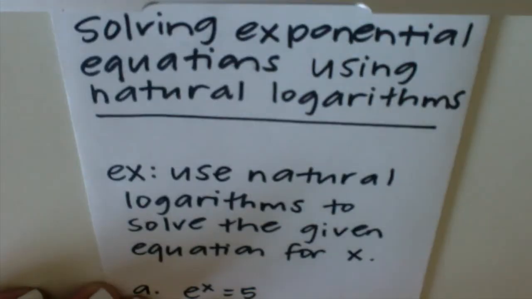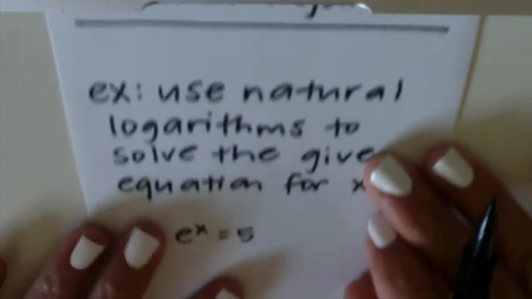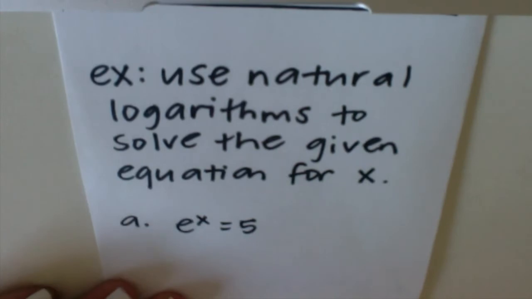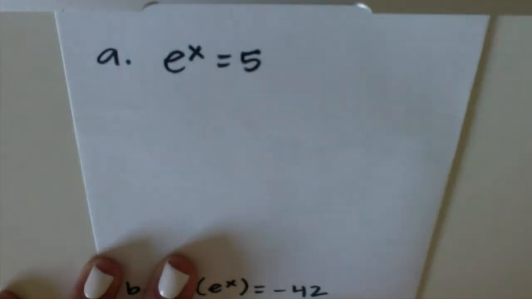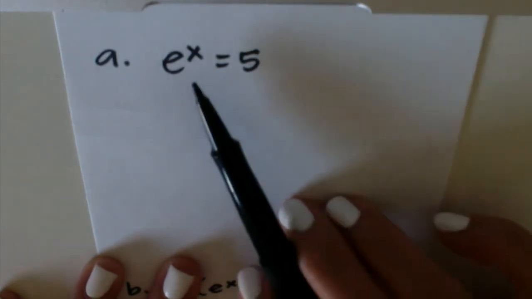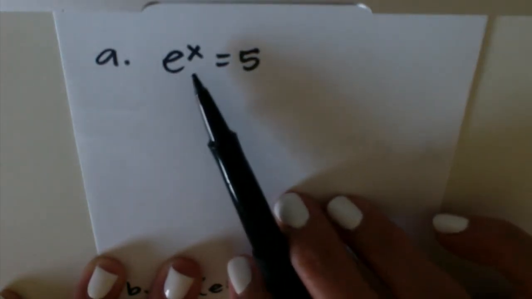In this lesson, we're going to solve exponential equations using natural logarithms. So the example says, use natural logarithms to solve the given equation for x. This first example is e to the x equals 5. So if you'll notice, the x is in the exponent.